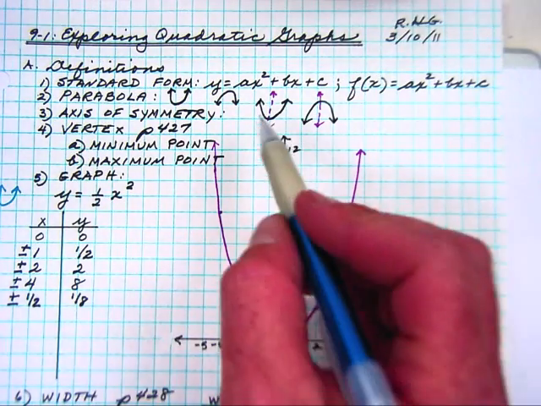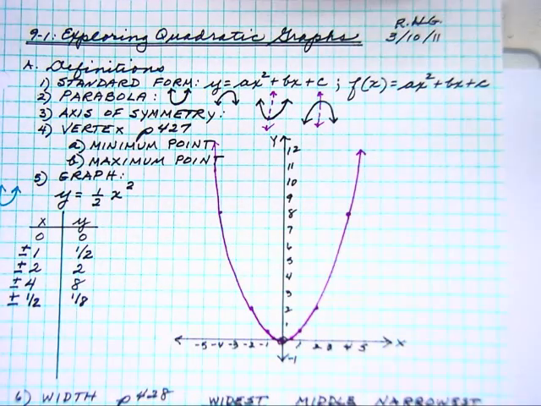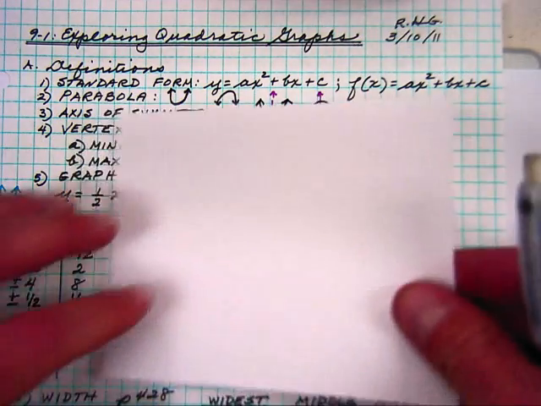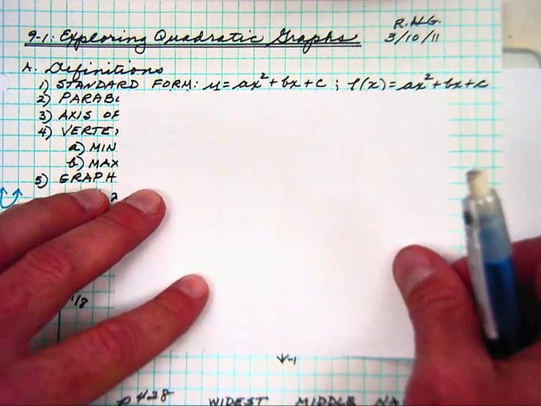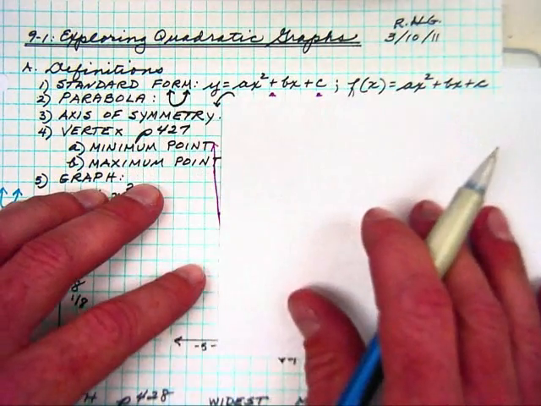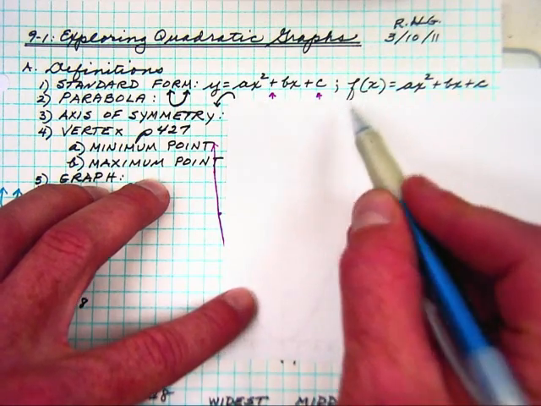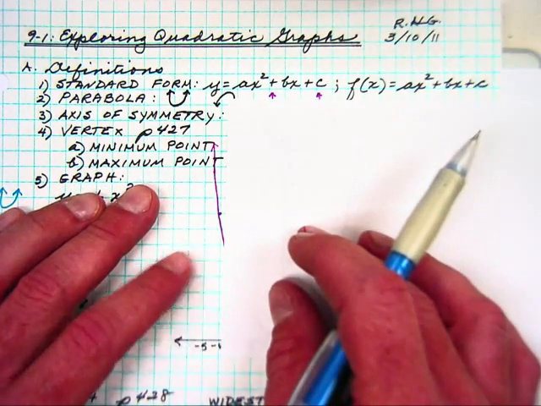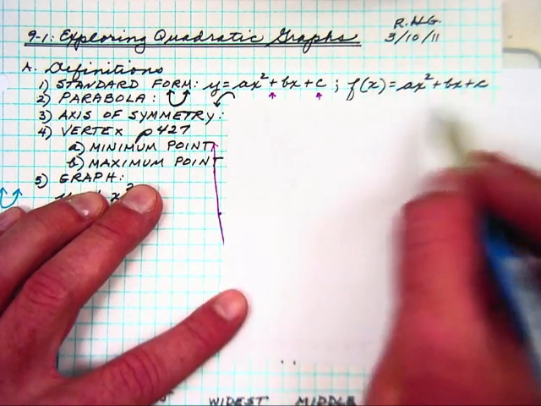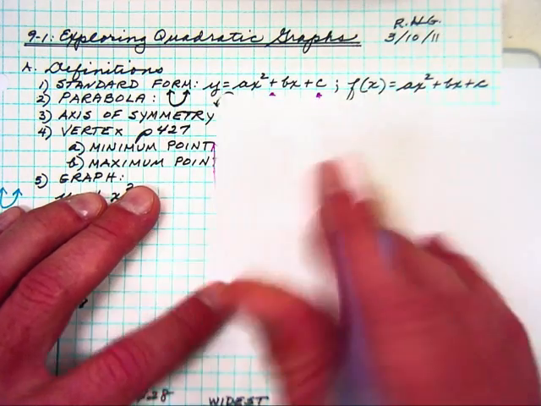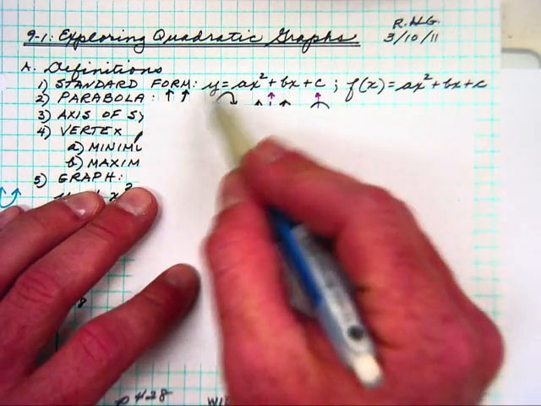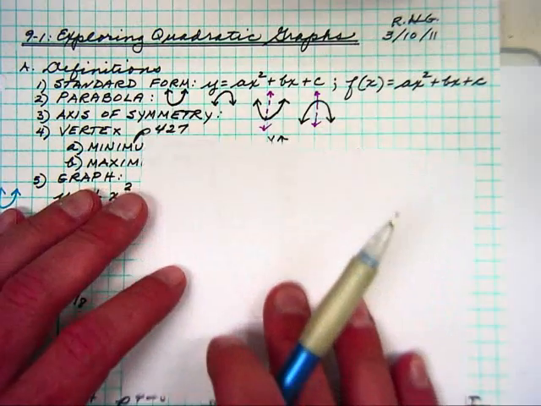For quadratic equations, standard form is as above. So y equals ax squared plus bx plus c. Another way to write it is f of x equals ax squared plus bx plus c. F of x is basically another way of saying y. It's when we plug in something for x, what happens here? Same thing here. When we plug in something for x, what happens to y? What number does that become?